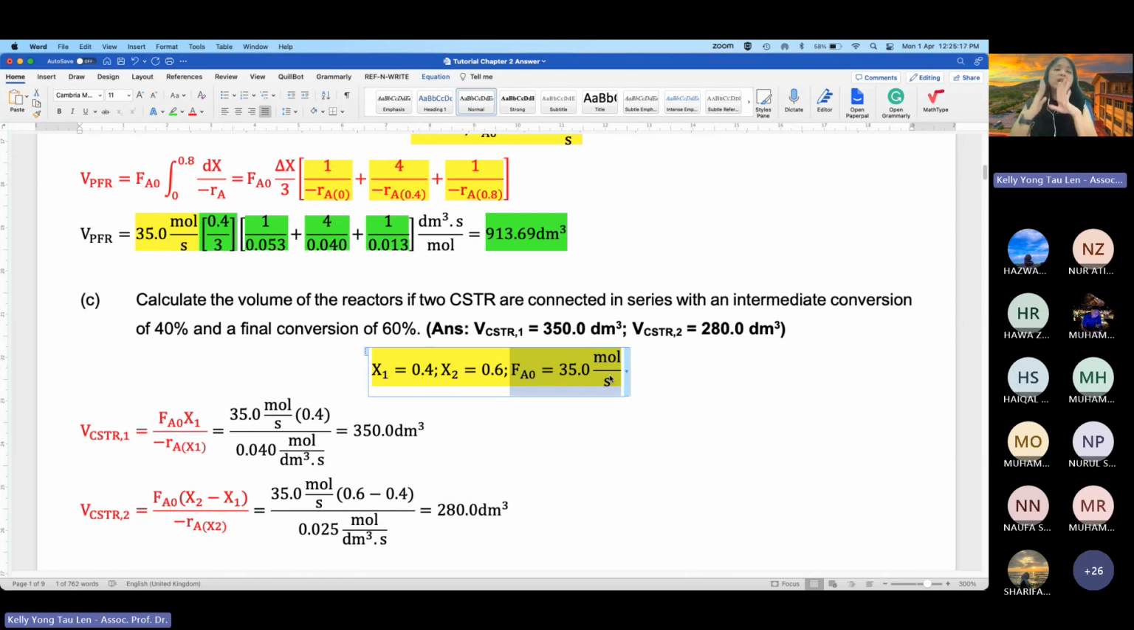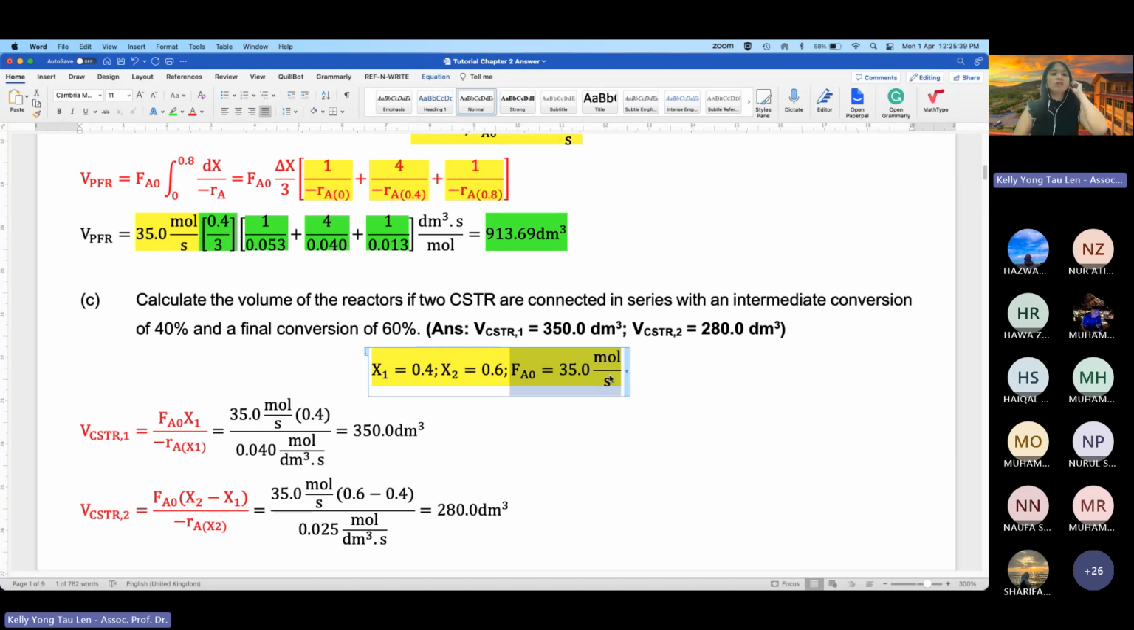So again, for those who are confused, why do we keep using the same FA0? Because the initial information given to us was CA0 and v0, right? Concentration and volumetric flow rate. As long as the concentration and volumetric flow rate do not change, your molar flow rate also will not change. So you can still keep using the same FA0.